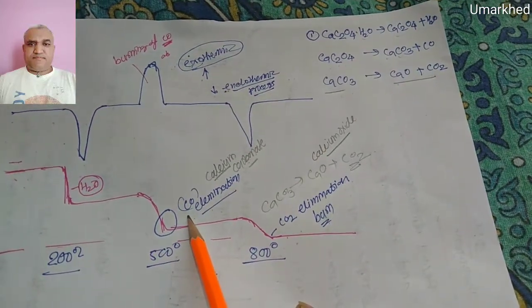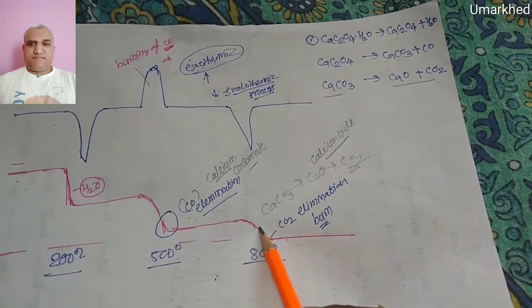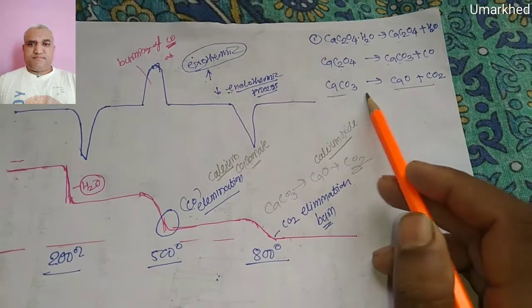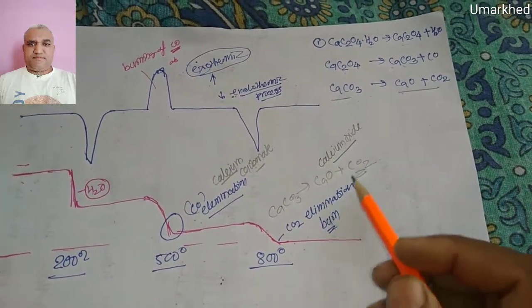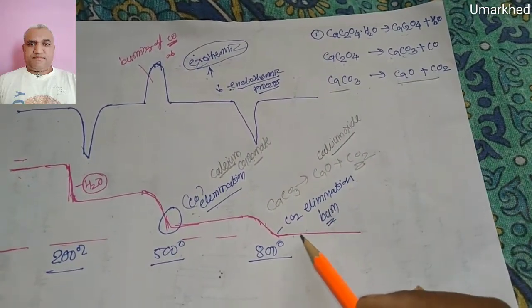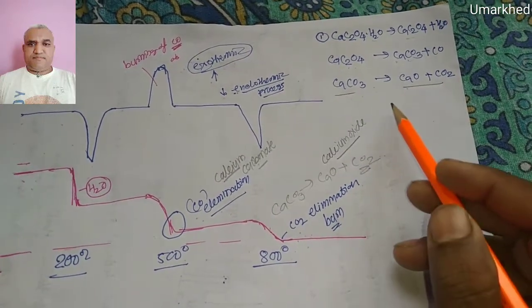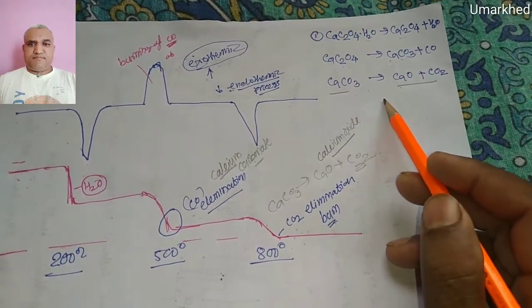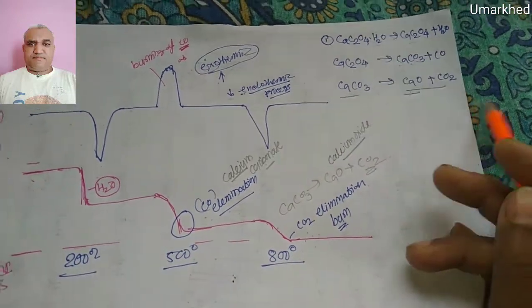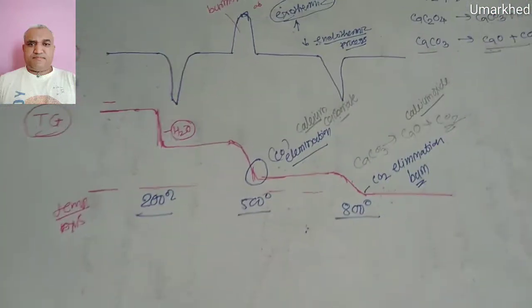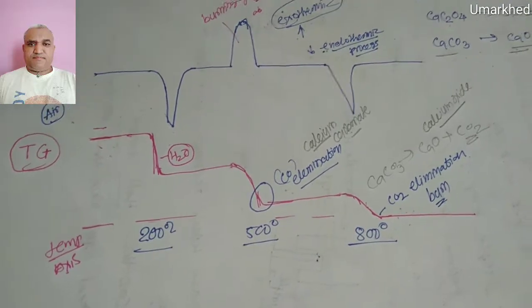calcium carbonate, and at 800 degrees Celsius there is the elimination of the CO2, or the burning of the CO2, and it forms calcium oxide, CaO. So this is the air atmosphere TG curve.